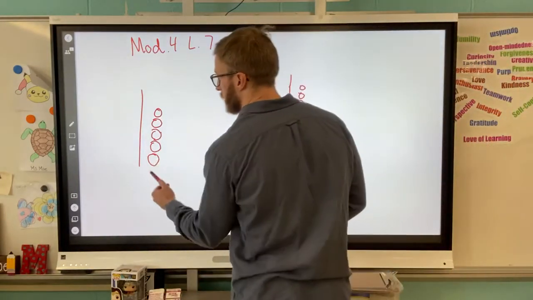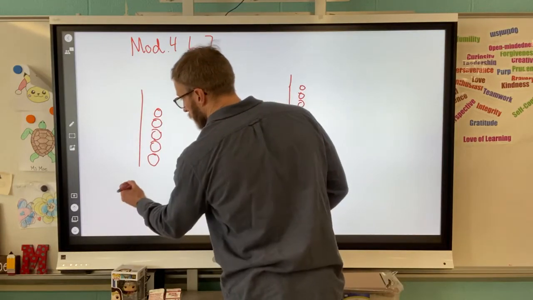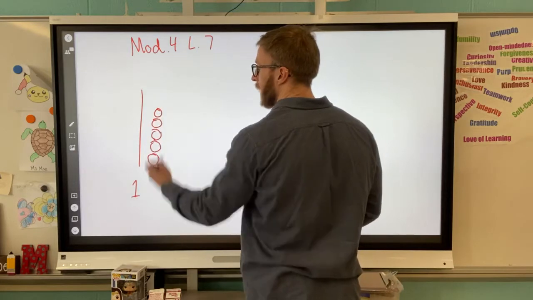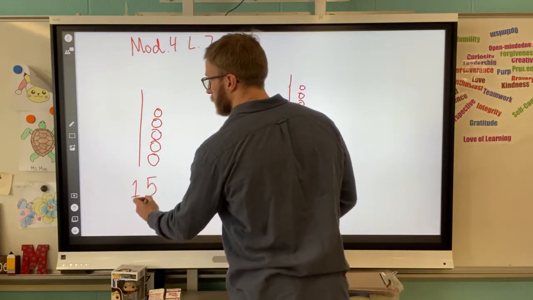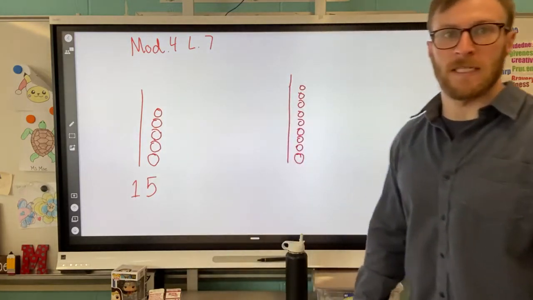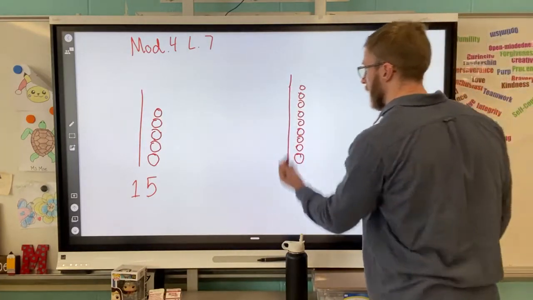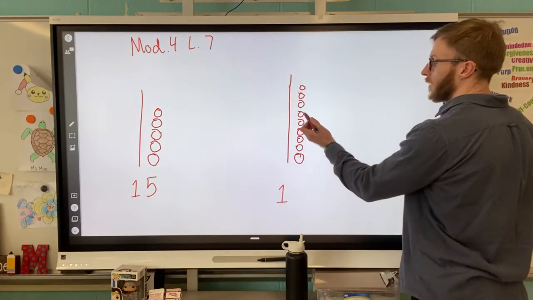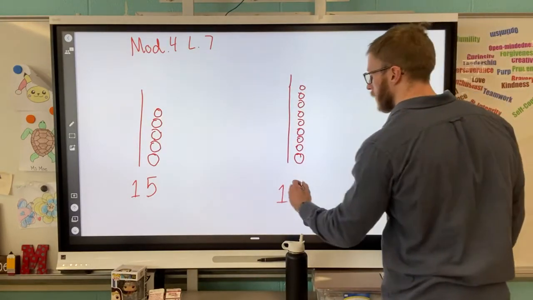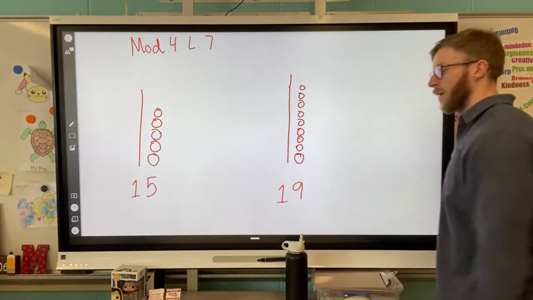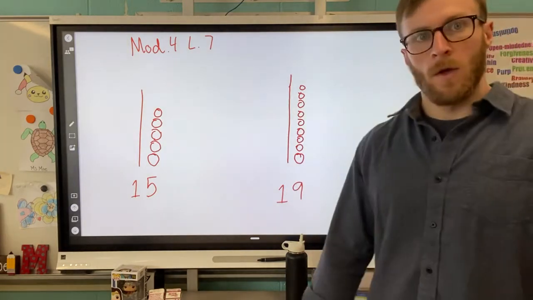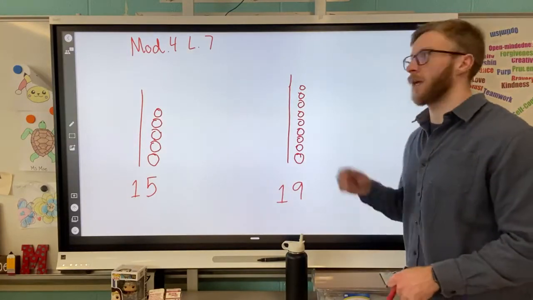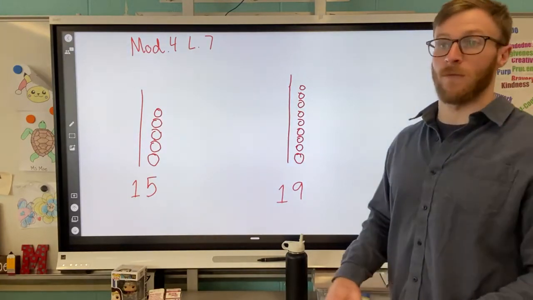Over here, I look and I see I have 1 ten. So I'm going to write the number 1. Then I have 1, 2, 3, 4, 5 ones. So that must equal 15. Then over here I have 1 ten. I have 1, 2, 3, 4, 5, 6, 7, 8, 9 ones. So over here I have the number 19. All right. If you don't have that answer, go ahead and change yours and try looking at the picture again to see where you might have gone wrong.